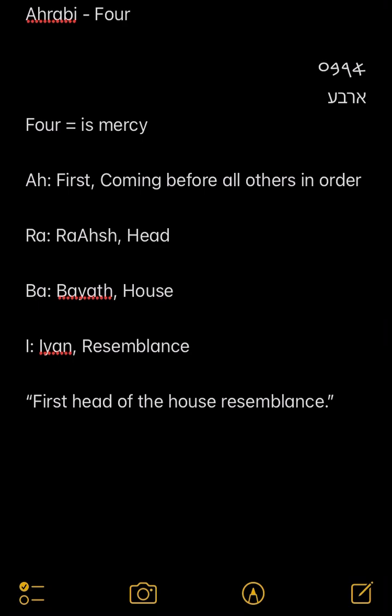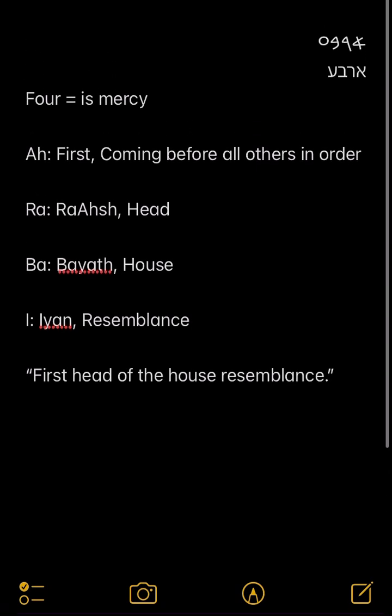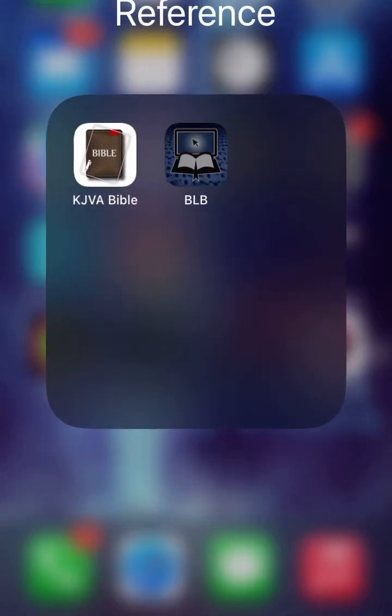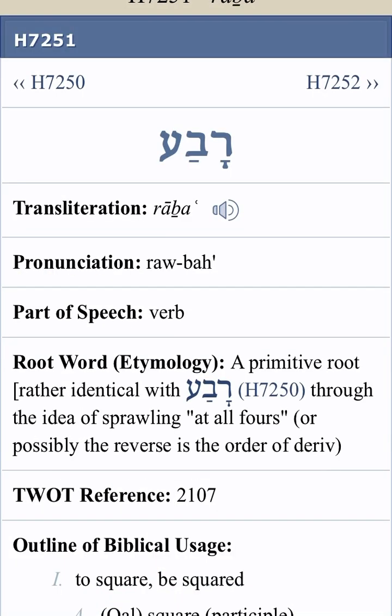So I got it in the Paleo and in the Assyrian, but it says 4 is mercy. It says first, coming before all others in order. It says Ra'ash, which is the head. Then you got the Ba, which is Bayath, the house, and Ayan, which is your eye, and you can see resemblances. So when you break this word down, it will be first head of the house resemblance. All right, and we'll get some understanding on that.